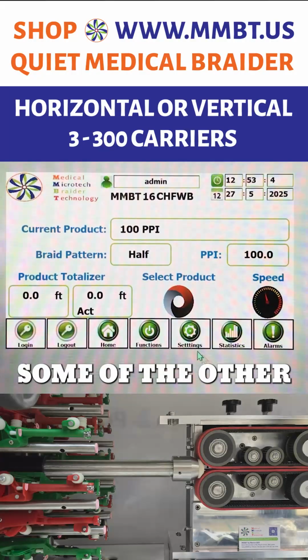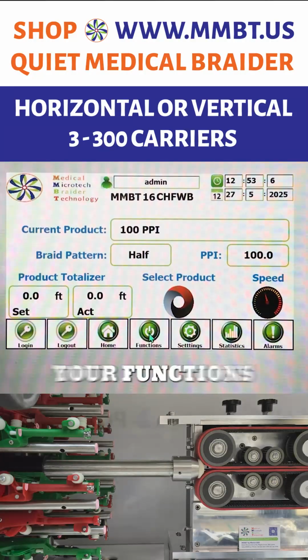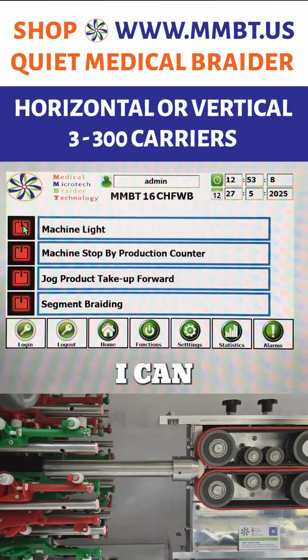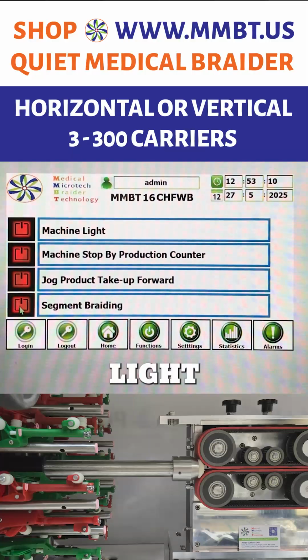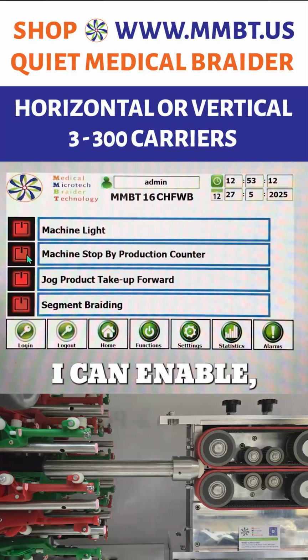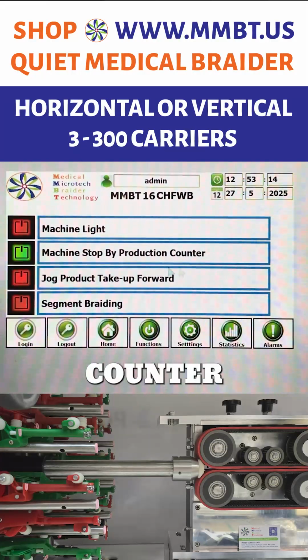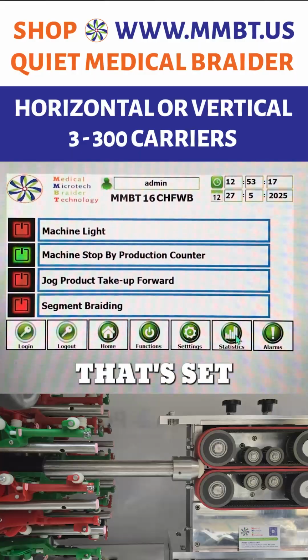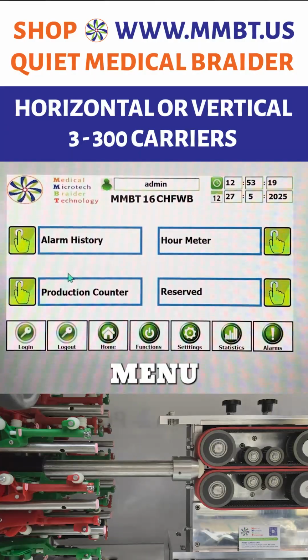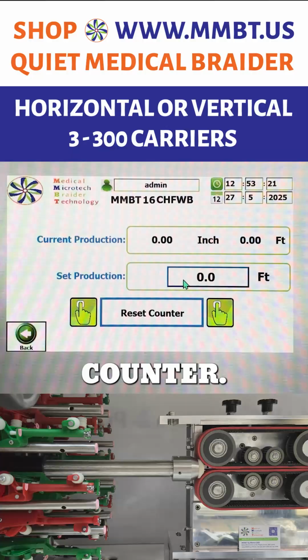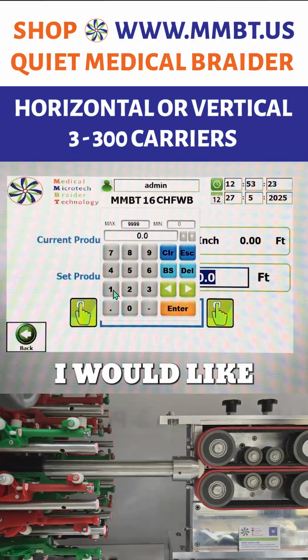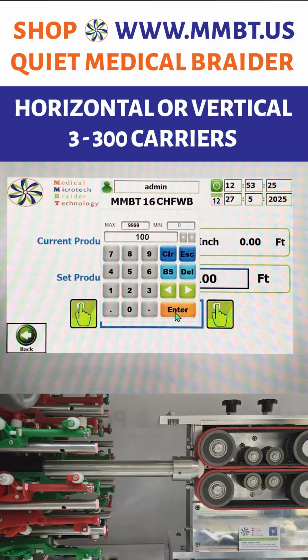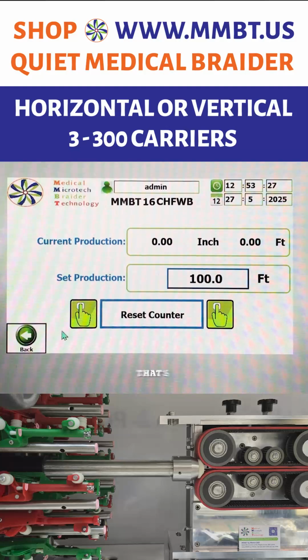Some of the other menus, I'll take you through the menuing system. Here's your functions. I can turn off and on my machine light. I can enable a production counter. That's set in my statistics menu under production counter by how many feet I would like my product to run before the machine stops. That's where that's set.